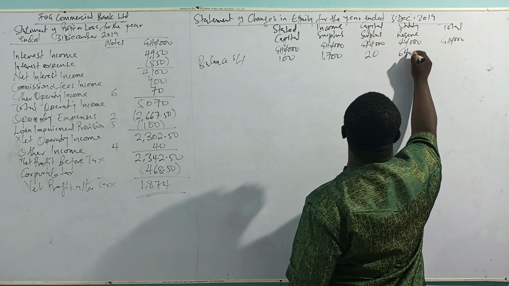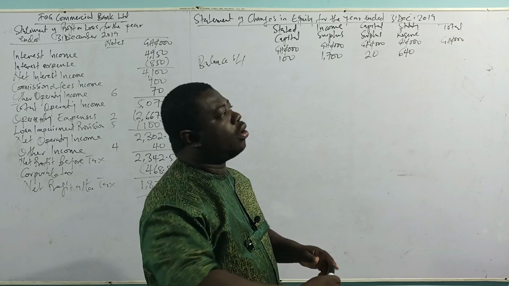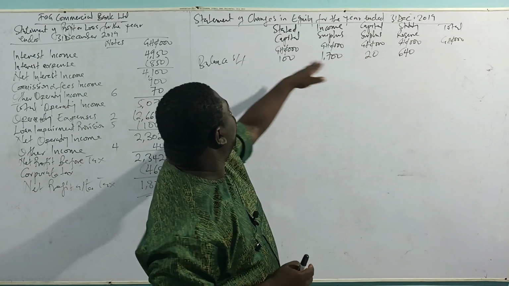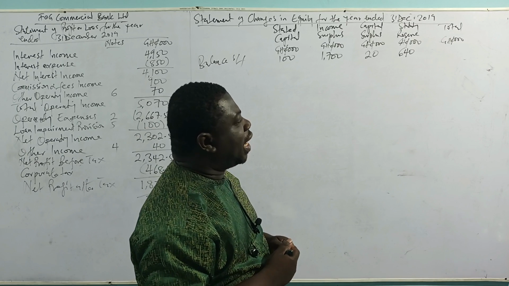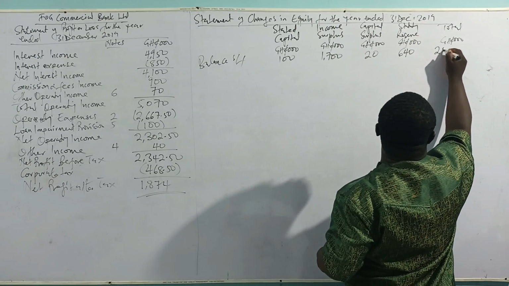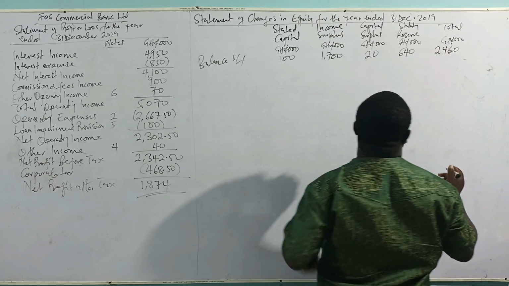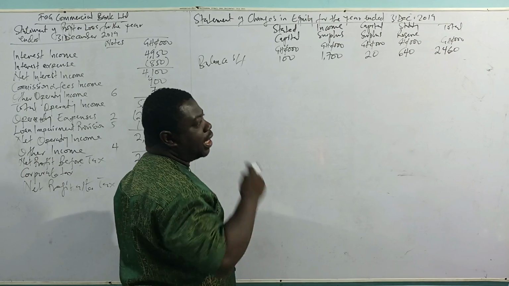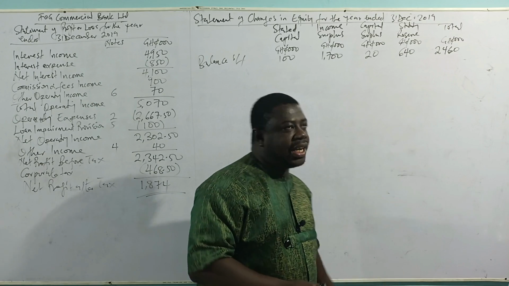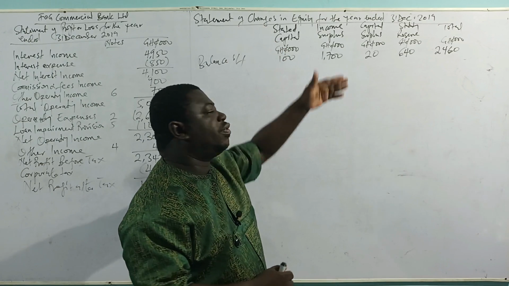So 640. So what we need to do, the total column, just as we did for the PPE schedule, is just to add up. So the total equity balance, if we add all of that, will be 2,460. So having ascertained that, then we now begin to examine the changes for each of them in the year, because we are examining changes in each of the equity items.